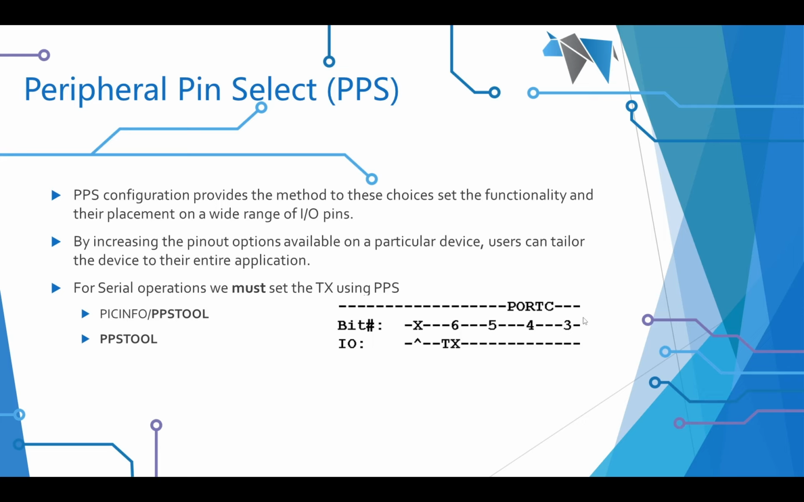Okay, so with that in mind, let's go back to this peripheral pin select. It does need configuring. It's the only method to set the functionality to the I/O pin. If you don't have PPS, it won't work. You can tailor where you put it. I put it on C6, so therefore we must set the TX using PPS, as per my previous diagram. You saw I have actually got it connected. So what I'm going to do is show you how to get to it using PIC-info, and then we're going to look at PPSTool to do the configuration.